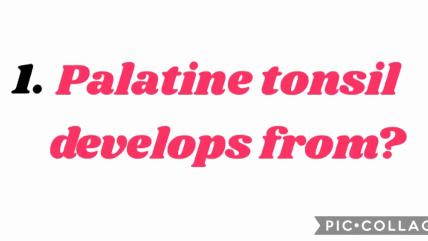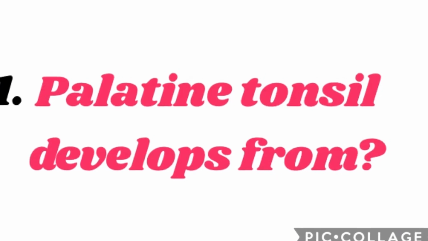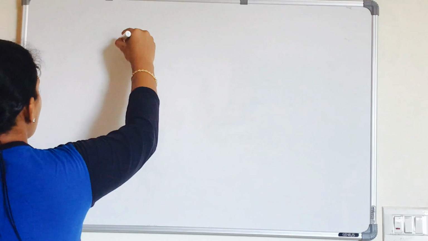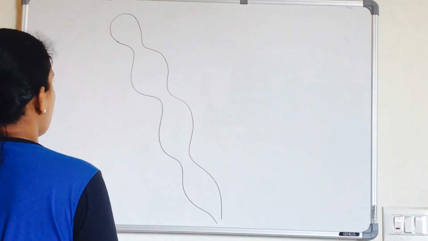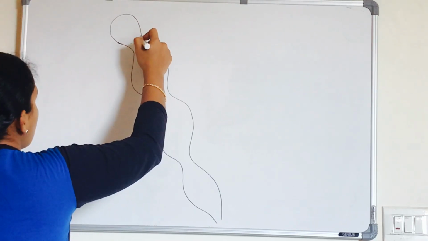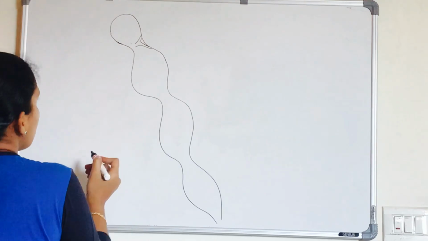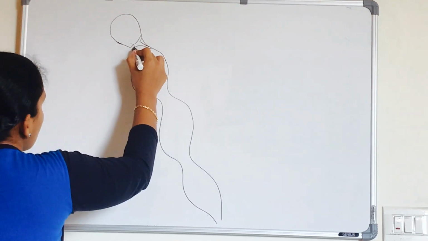Moving on to the first question: palatine tonsil develops from, and your options are first pharyngeal pouch, second pharyngeal arch, third pharyngeal pouch, and the fourth option is fourth pharyngeal pouch. The derivatives of endodermal pouches. Before that, you should know all the pouches are divided into ventral part and dorsal part.